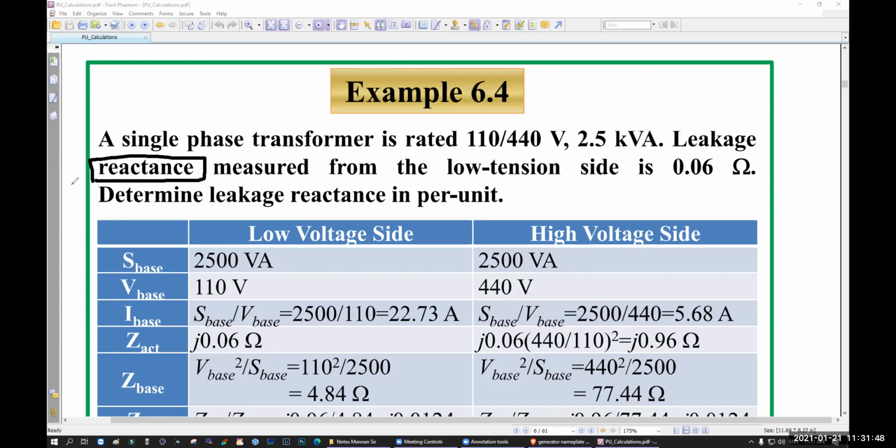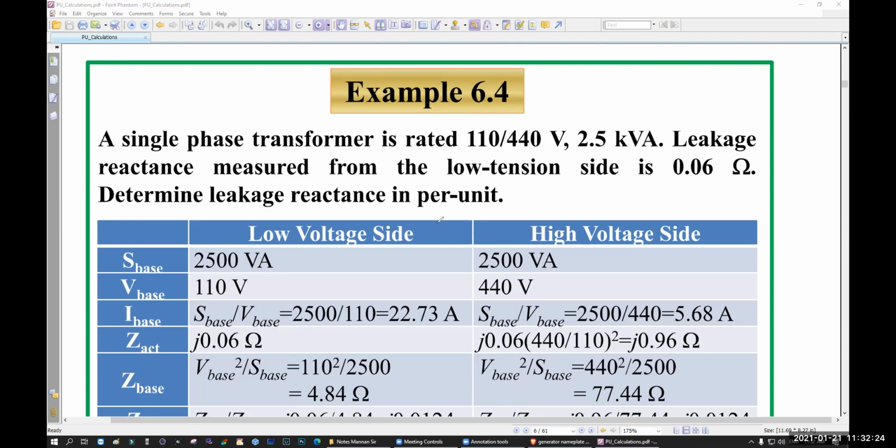If it was impedance, then you do not have to give J. If this was resistance, you do not have to give J. If it was only impedance and you do not find any J here, then you do not have to give any J. But they have given a clue. The value is 0.06, but it is called reactance. So you have to give J.